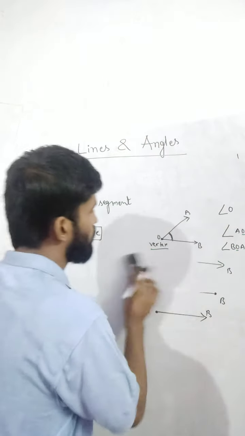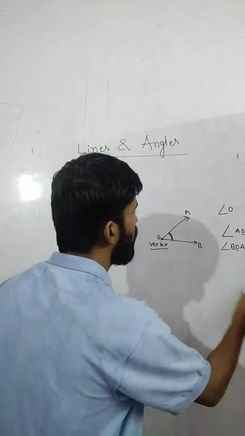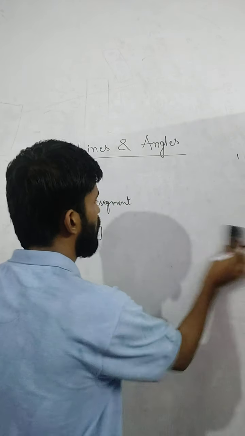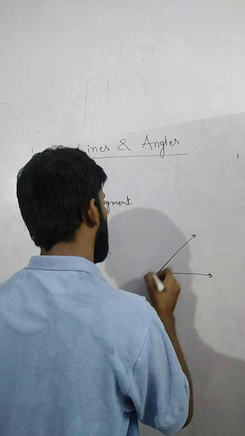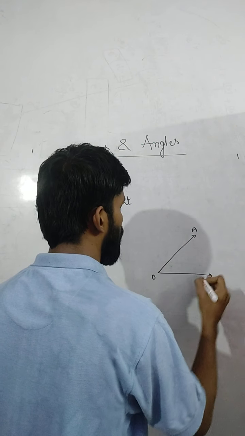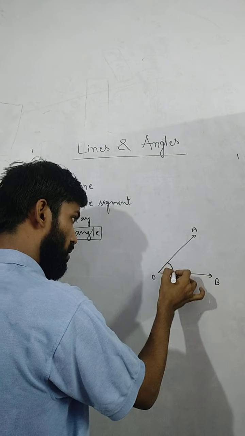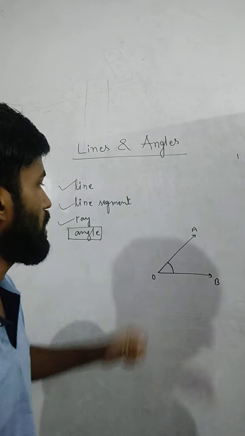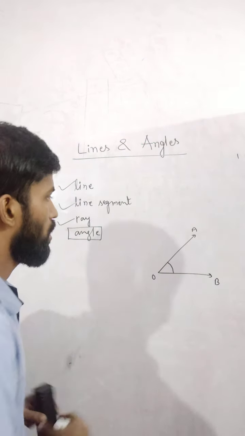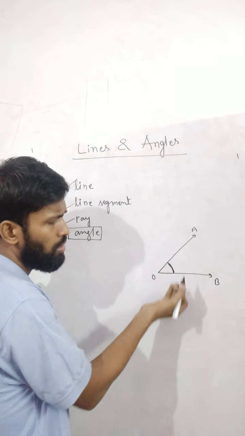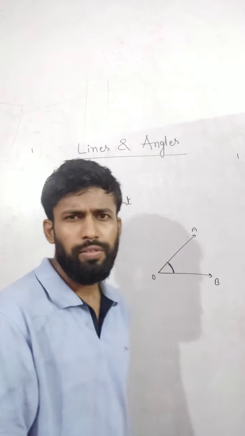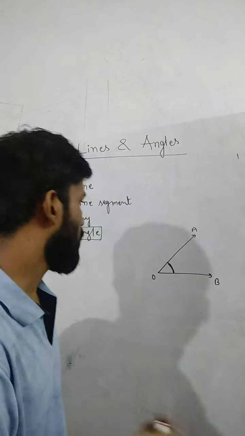Next, as we learned just a while ago, this is angle AOB. Now if we try to measure this, the measure of this angle could be anything, like 30 degrees, 40 degrees, 50 degrees, anything.